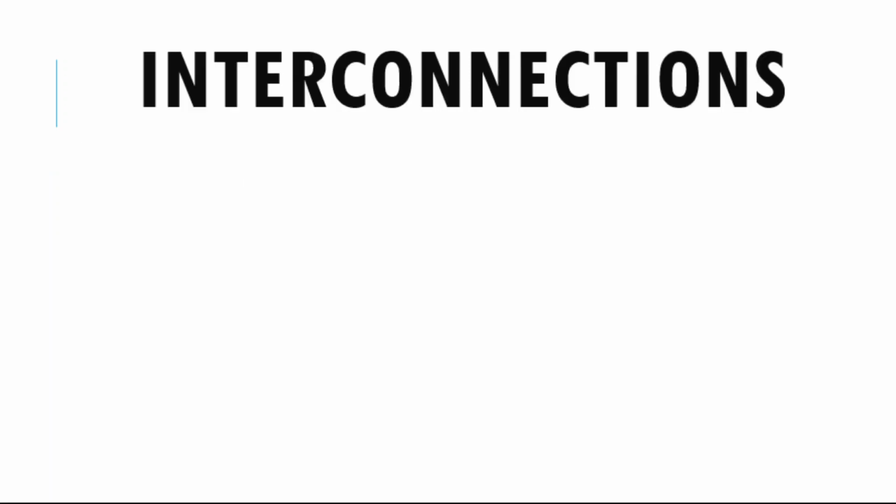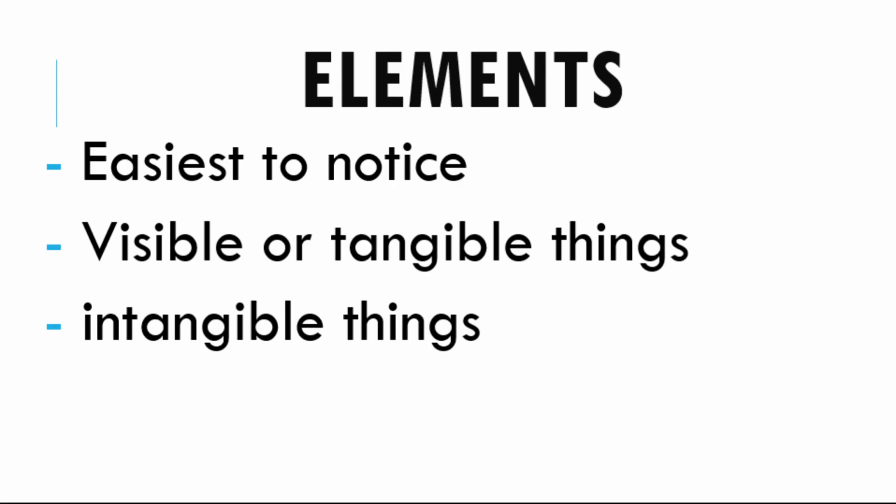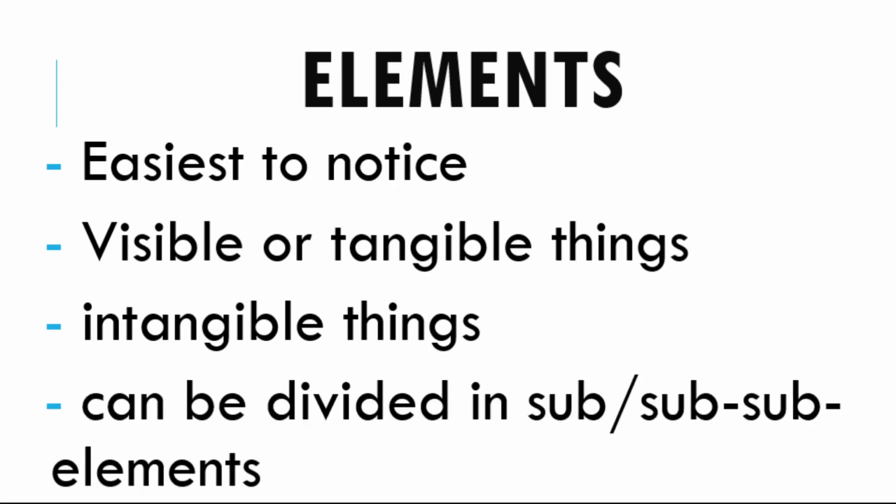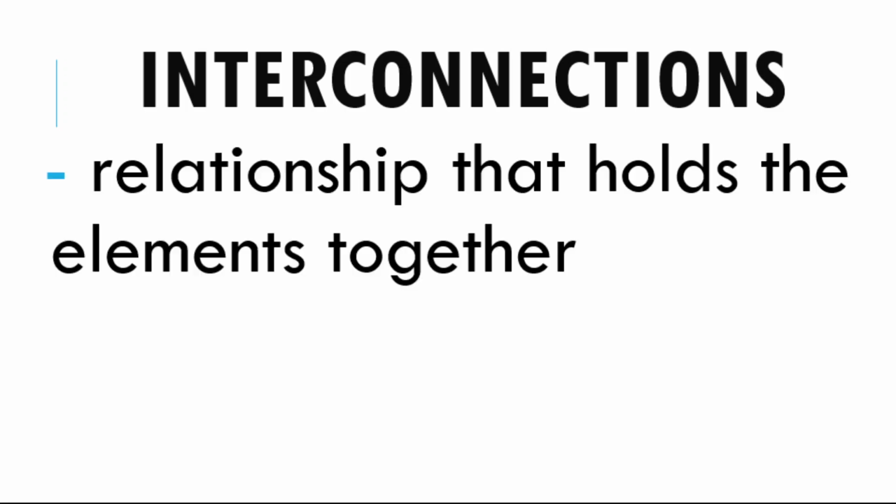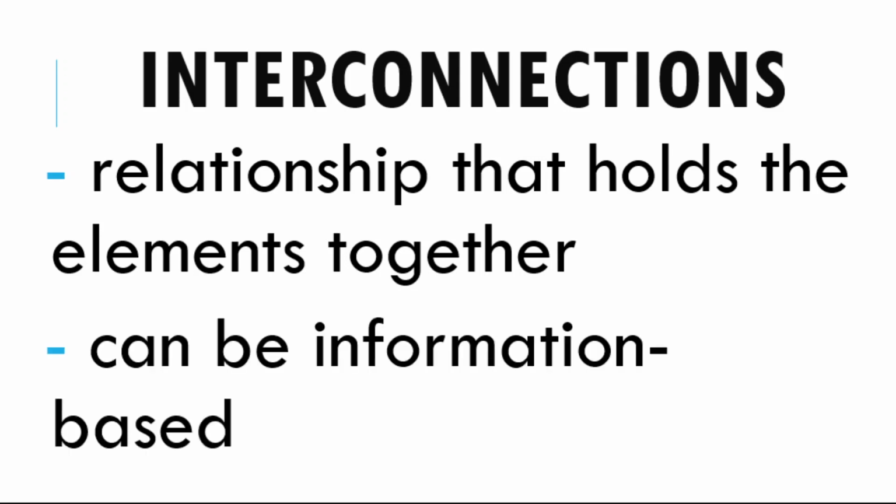Now, that's the first part of a system structure. Number two is interconnections, interdependencies. What is an interconnection? It's the relationship that holds the elements together. And most of the time, or sometimes, interconnections can be information based. Okay.